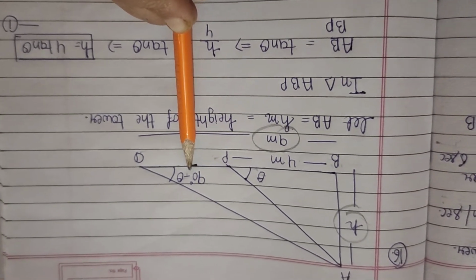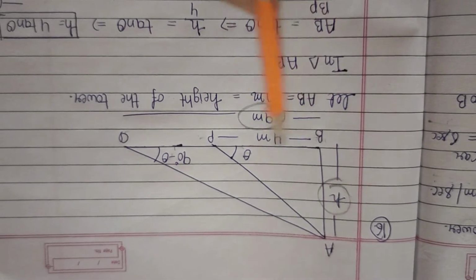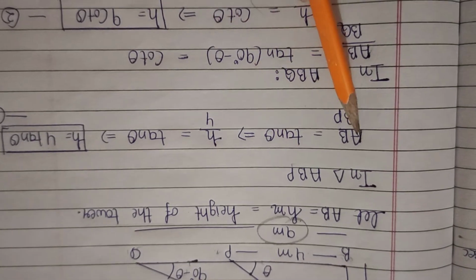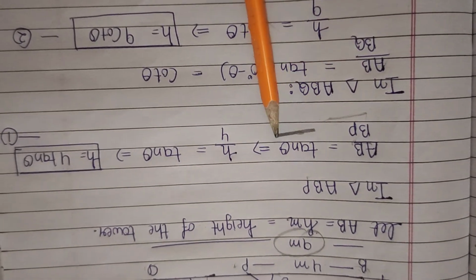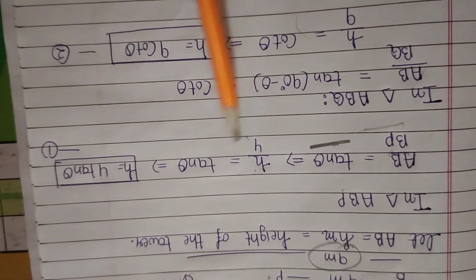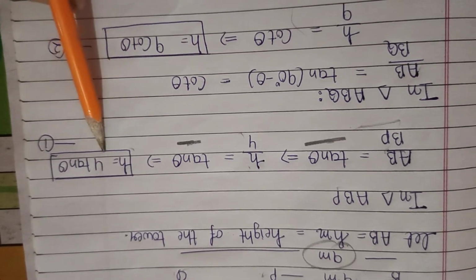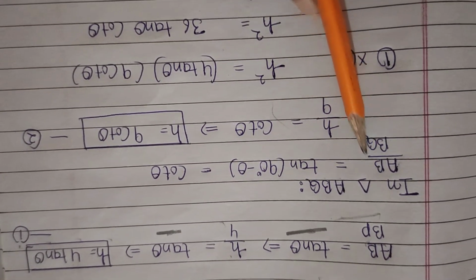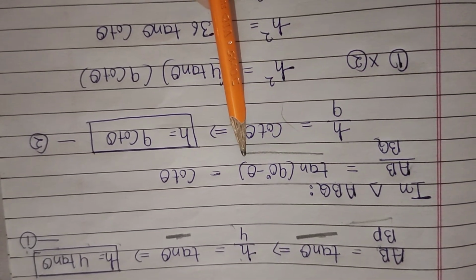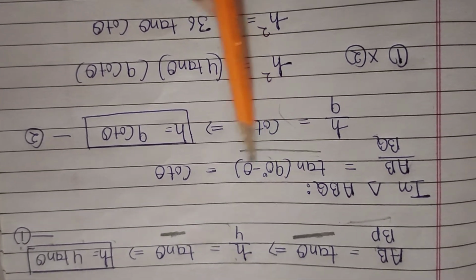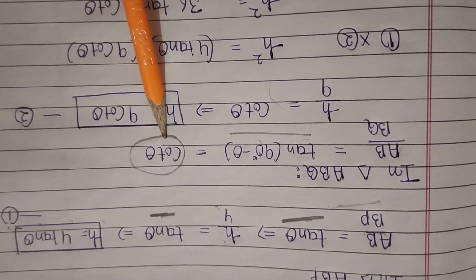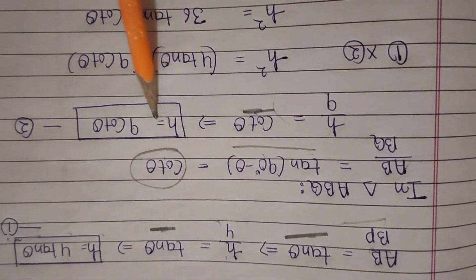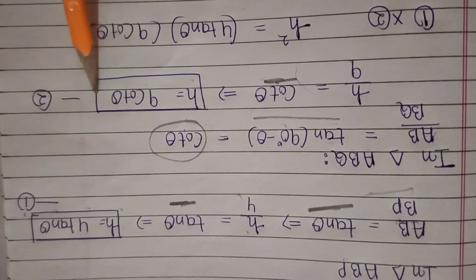Nothing is changed here. We will take two triangles ABP and ABQ. Now in ABP, AB by BP is tangent of theta, h by 4 is tangent of theta. So the value of h is 4 tangent of theta. Now in triangle ABQ, AB by BQ is tangent of 90 minus theta, and we know that tangent of 90 minus theta is cot theta. We have done this in chapter 8. Here h by 9 is equal to cot theta. So the value of h is 9 cot theta.